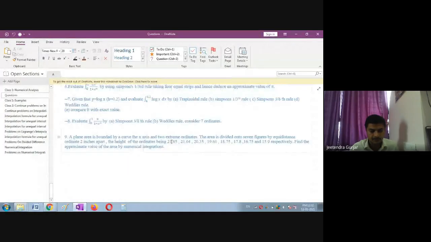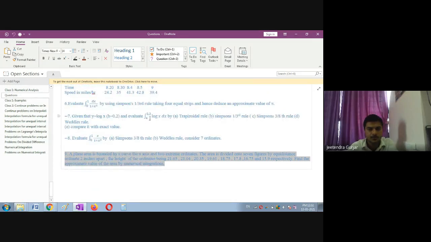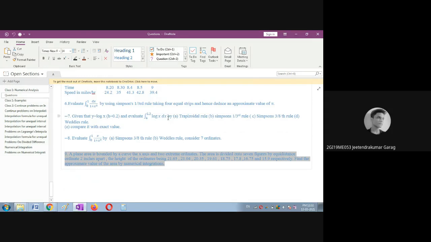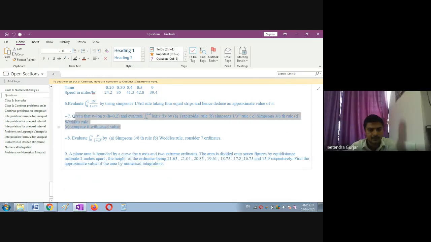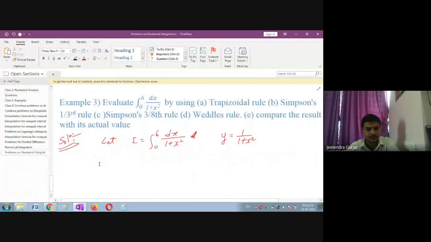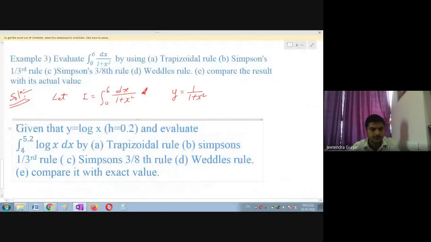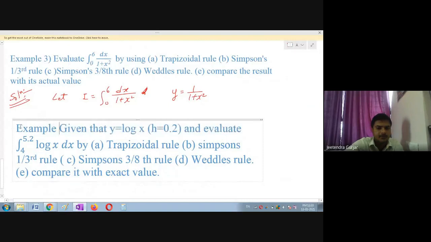Okay, so we will take this example. Have you done this example, integration 4 to 5.2 log x dx? No. Okay, this is an interesting example, so we will take it. Very interesting example, students. We'll take this as the fourth example.